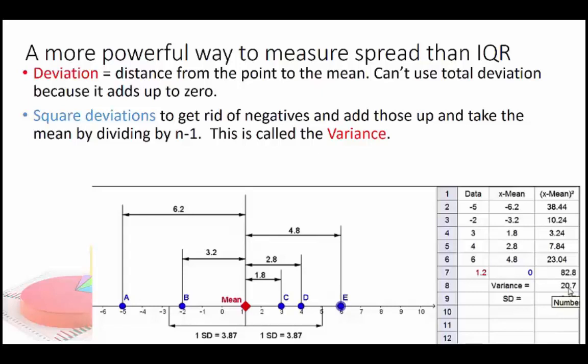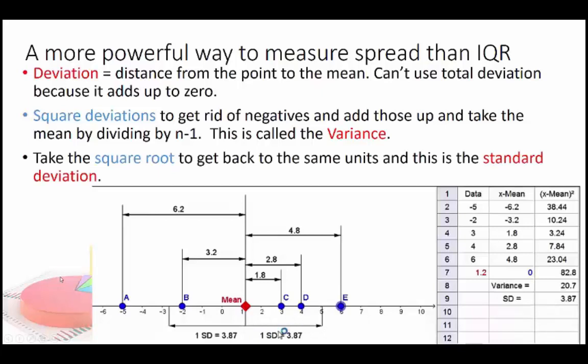It's always dividing by n minus 1. So this is called the variance: when I sum up the squared deviations, add them up, and divide by n minus 1, where n is the number of data points. Now, I do want to get back to the units of measure because 20.7 doesn't feel right for this. So I take the square root of that to get something closer to the spread, and that gives me 3.87. The abbreviation for it is SD, or standard deviation.